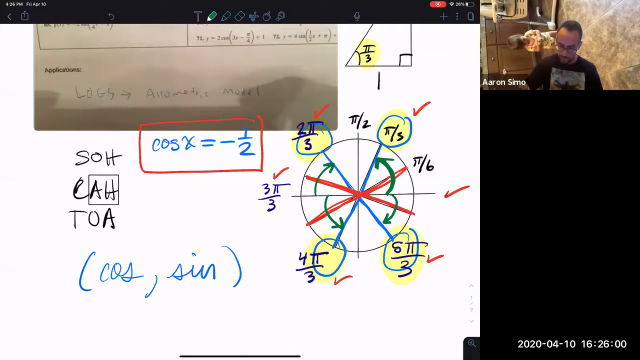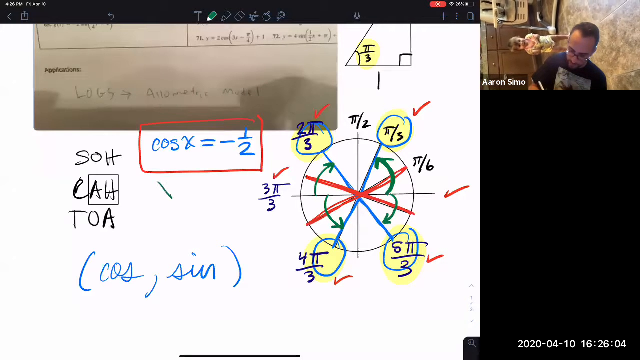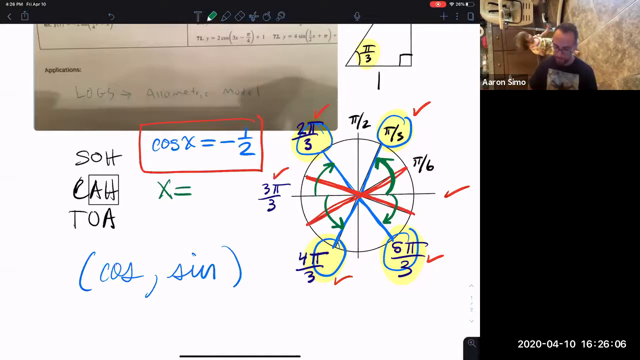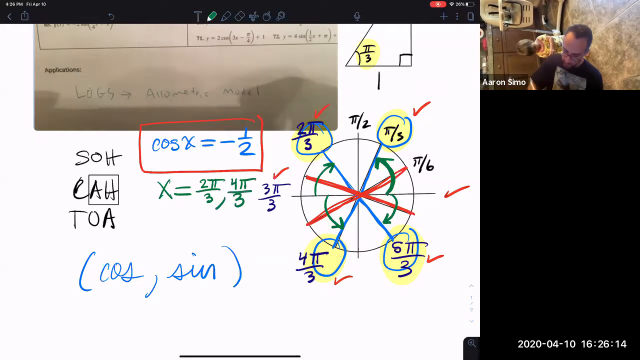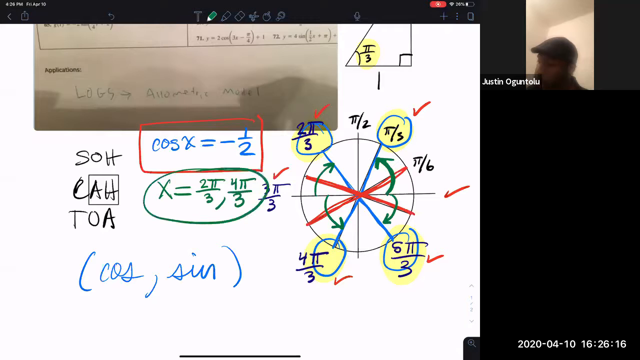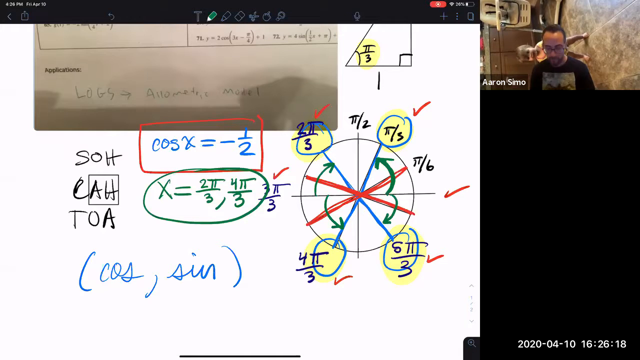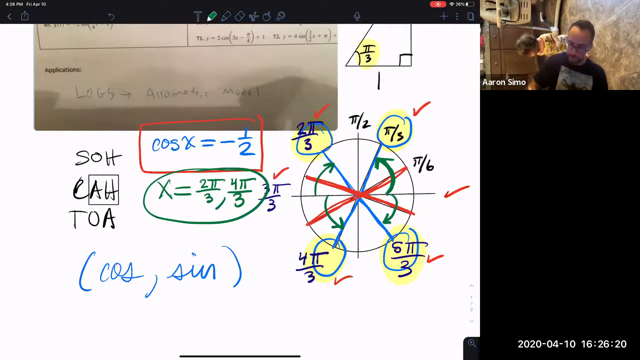So for cosine equals negative a half, the answer is going to be, we could say, x equals 2 pi over 3 and 4 pi over 3. 2 pi over 3 and 4 pi over 3 would be the answer.